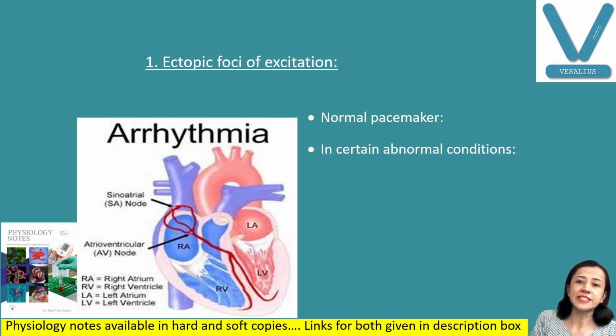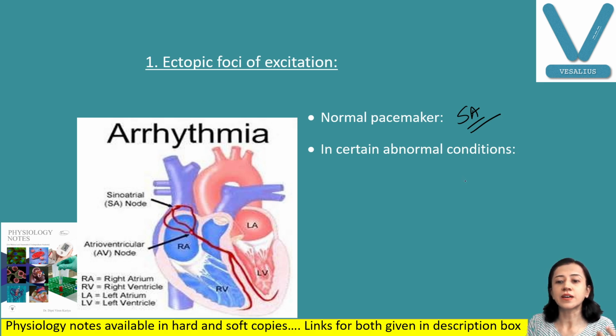As we have discussed, SA node is the normal pacemaker of the heart. But if in some abnormal condition any other part of the heart has started generating impulses, then it is your ectopic focus. As we have discussed, if it generates impulse once, then it is extrasystole, and if it generates impulses repeatedly, then it results in arrhythmia.